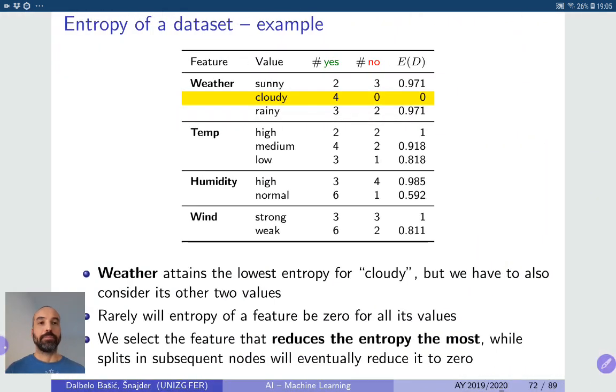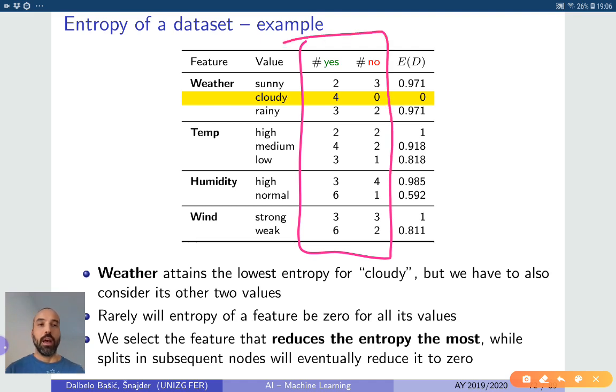Okay. Now let's look back at our dataset example, where we looked into the 4 features: weather, temperature, humidity, and wind, and their values, and we counted the number of yeses and nos for these features. But now we actually have a numeric score that we can compute, which is the entropy for each of the feature value combinations. So let's do this.